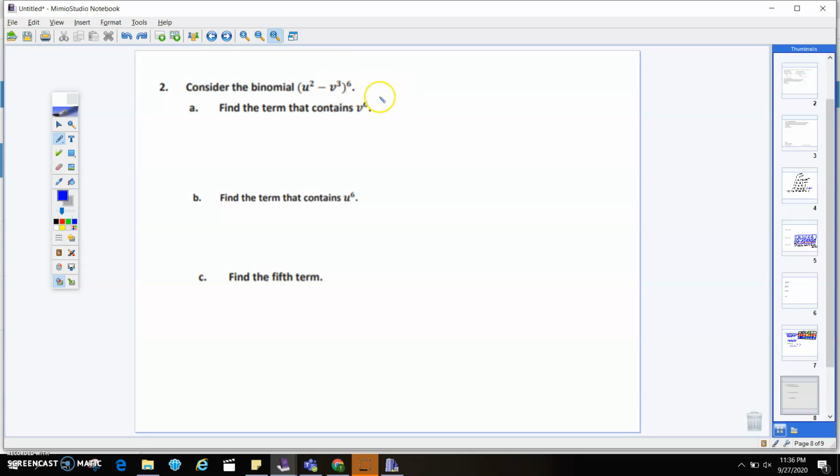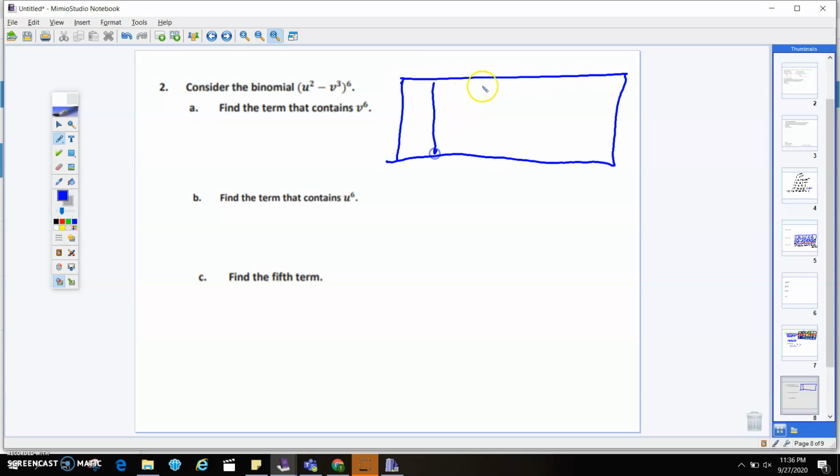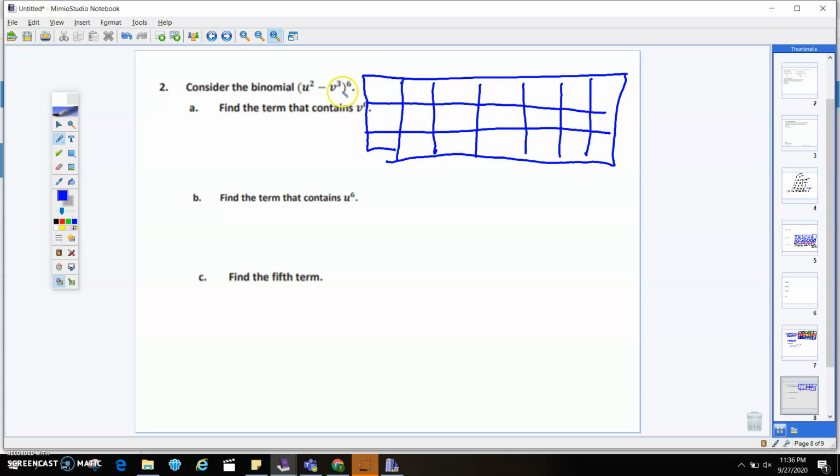All right, so let's try this one. So, we're going to have 7 columns. 7 columns. 1, 2, 3, 4, 5, 6, 7. We love when we do odd numbers. And 3 rows. And we're going to have Pascal's number be 1, 6, 15, 20, 15, 6, and 1.